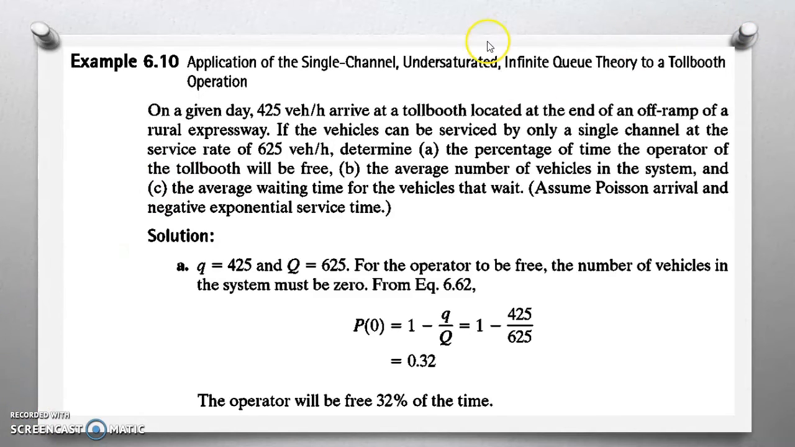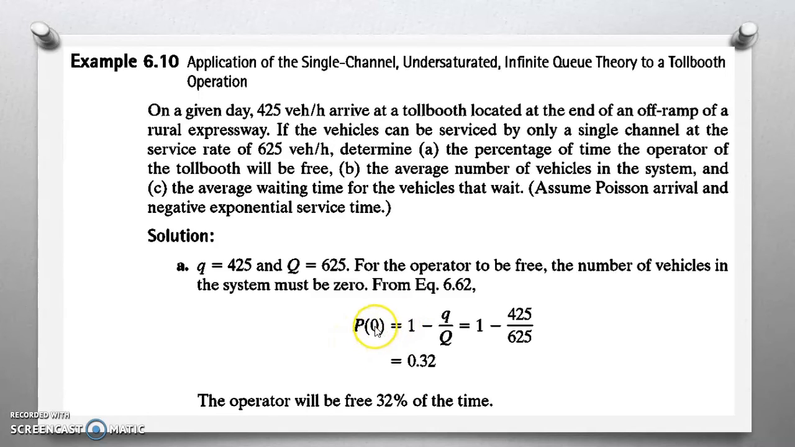Solution. We have an arrival rate of 425 vehicles per hour and a service rate of 625 vehicles per hour. So in order for the operator to be free, the number of vehicles in the system must be 0. So instead of putting a value here, we substitute it with 0.